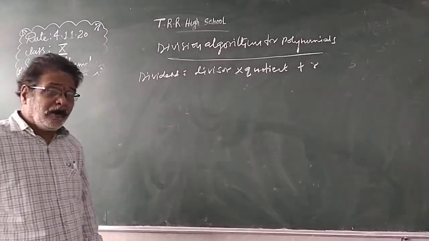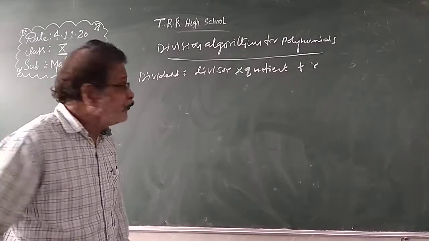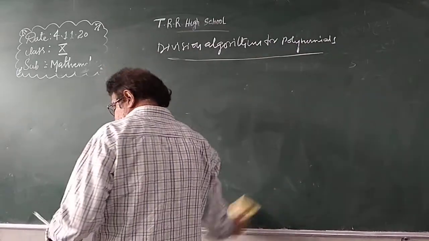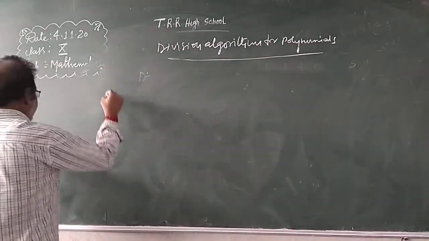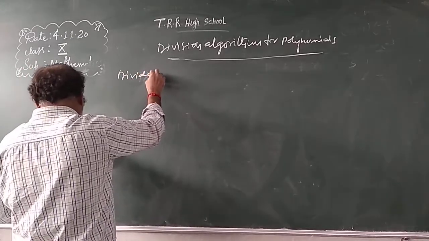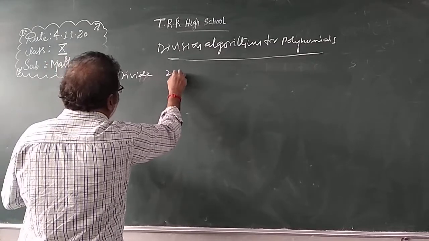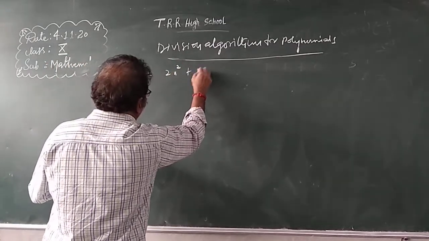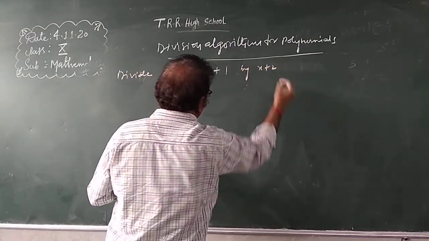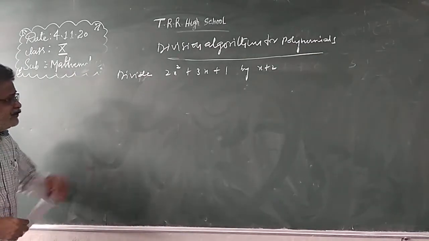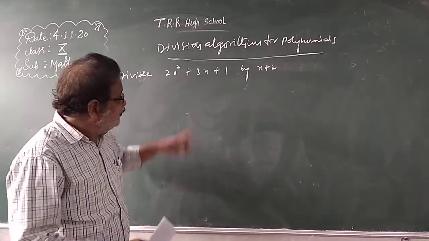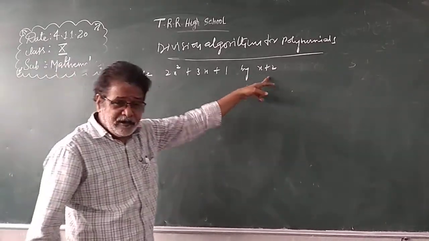So here one polynomial is divided by another polynomial. Let us take an example and do it. Divide 2x square plus 3x plus 1 by x plus 2. Here 2x square plus 3x plus 1 is the dividend. The divisor is x plus 2.